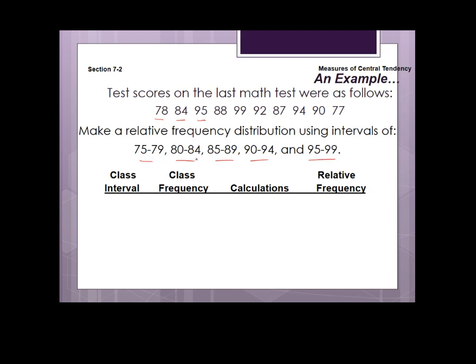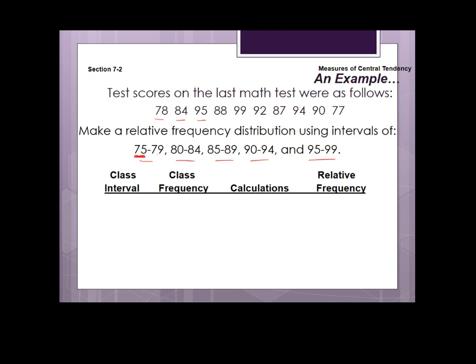Now these intervals should be what we call the same width. So like 75 to 79 is 4 numbers, 80 to 84 is the same number of numbers. Actually, technically it's 5 numbers if you include 75, 76, 77, 78, 79. And then here that's technically 5 numbers, 80, 81, 82, 83, 84.